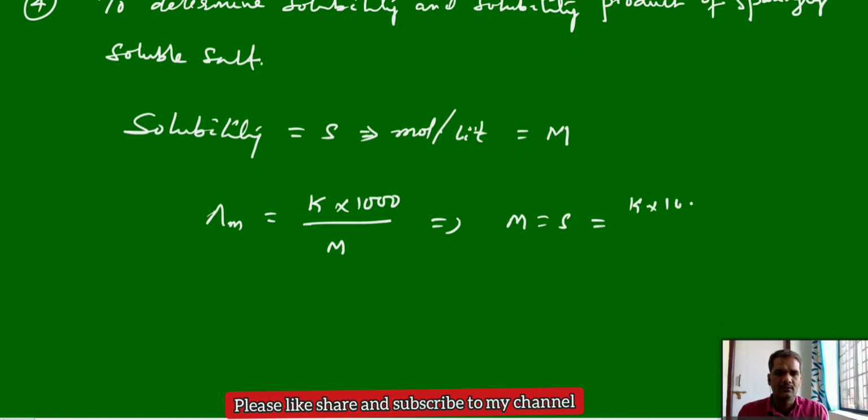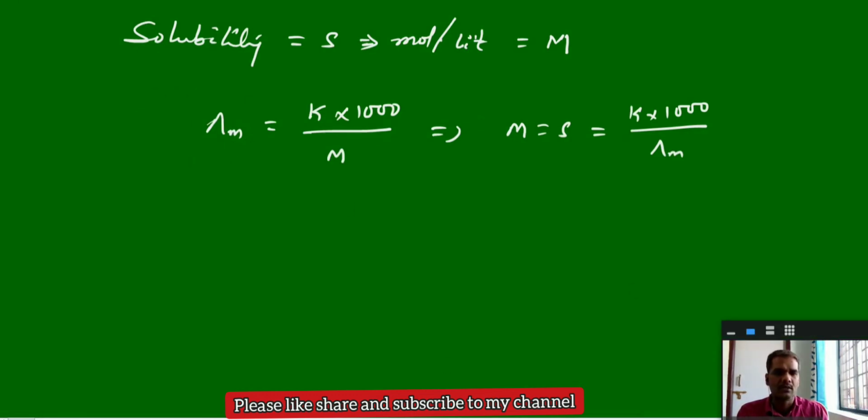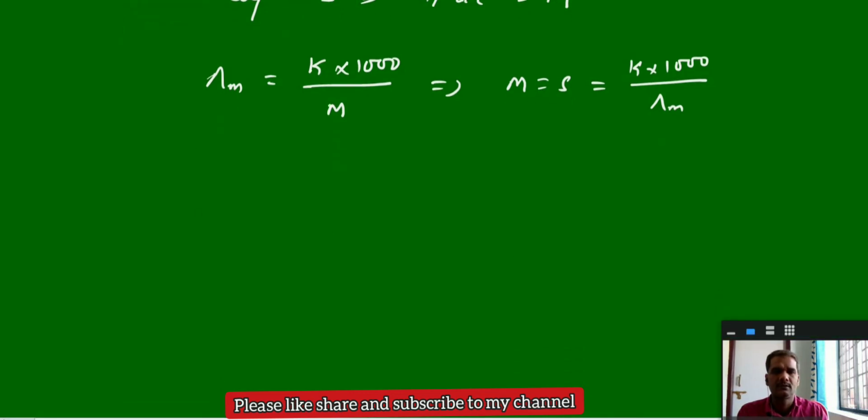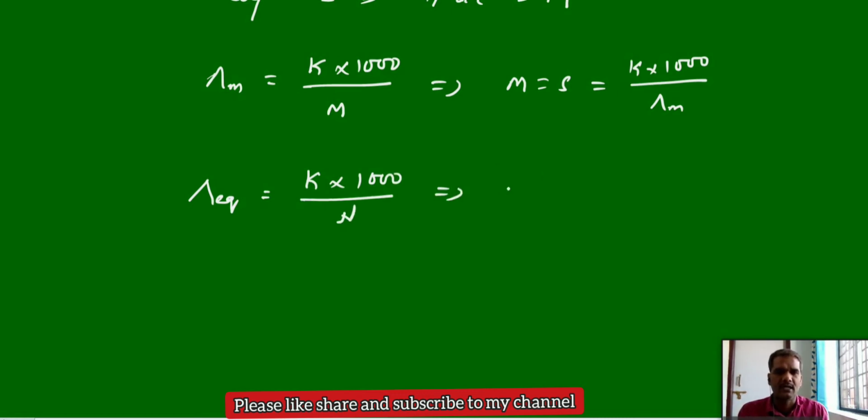That is equal to K into 1000 by the molar conductance. And next, if they use equivalent conductance, then lambda equivalent is equal to K into 1000 by normality. From this we can calculate normality. Normality is nothing but molarity into n factor.